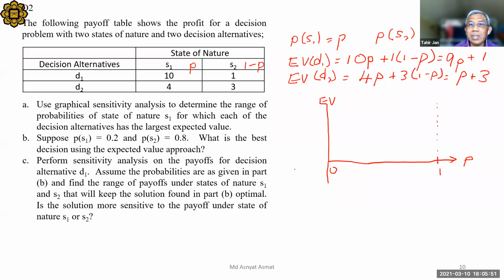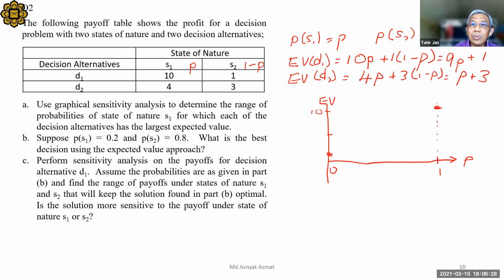If P is 0, the expected value is 1. Let me put 10 up here, 5 here, 1 somewhere here. Then if P is 1, the value is 10, somewhere here.